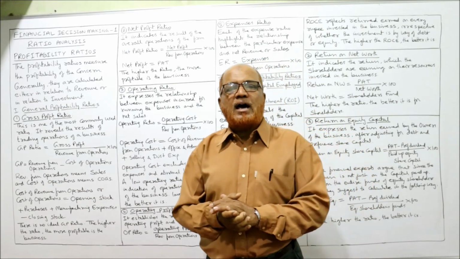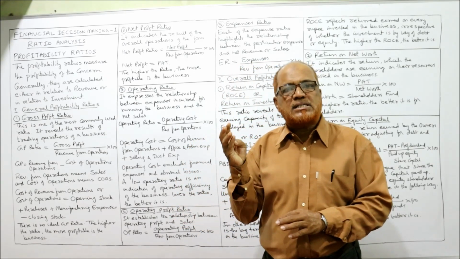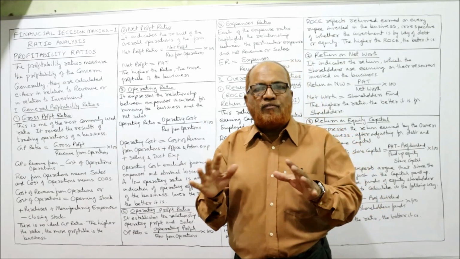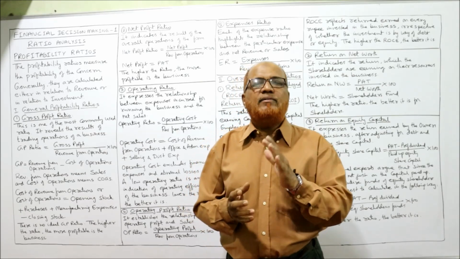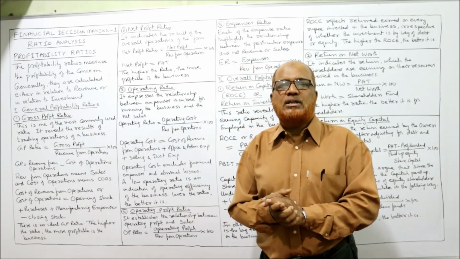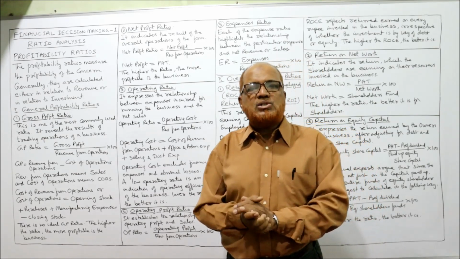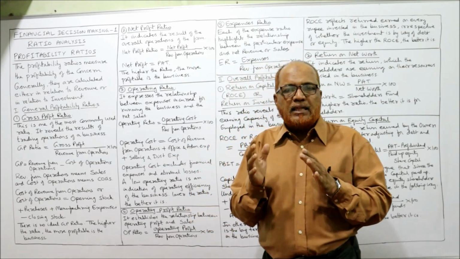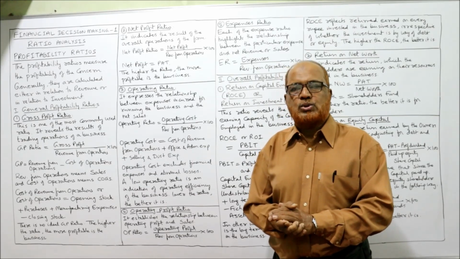In the second video I explained the liquidity ratio and capital structure ratio. All the formulas I explained in this second video. In the third video I explained the activity or turnover ratio. And this is the last video on theory. In this video I am going to explain the profitability ratios.